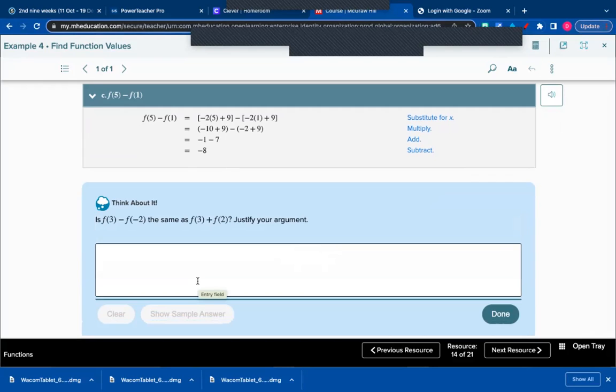Is f of 3 minus f of negative 2 the same as f of 3 plus f of 2? You may think that's the case because you see these two negatives together. This is not f times negative 2. It's not. F of negative 2 means we substitute negative 2 for x in our equation. So they might be the same, they may not be the same. You might want to check that out.